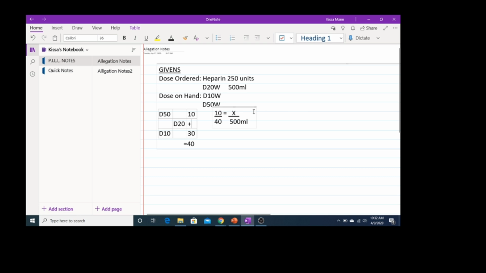I think the best way, okay, let's keep it up high. You cross multiply for ratio and proportion. If you're not familiar, you will cross multiply. You will multiply 10 times 500. That will yield 5,000 milliliters. Ooh, that says 500. 5,000 milliliters.